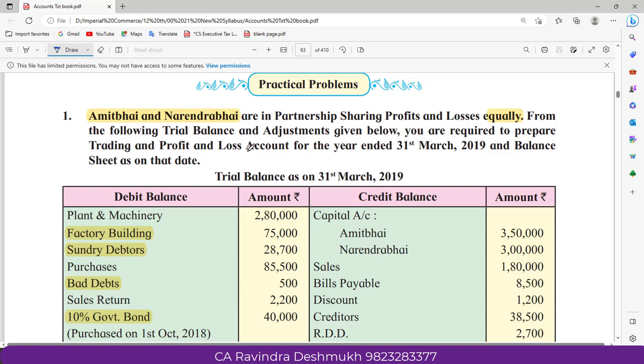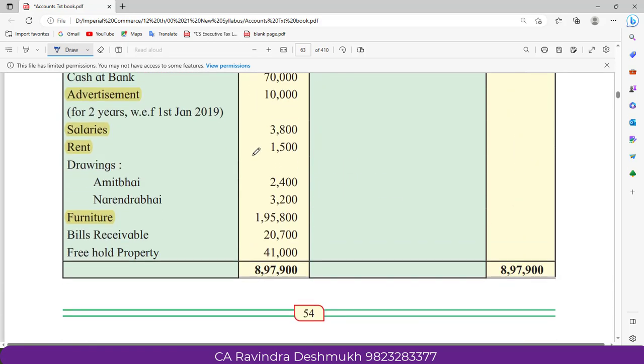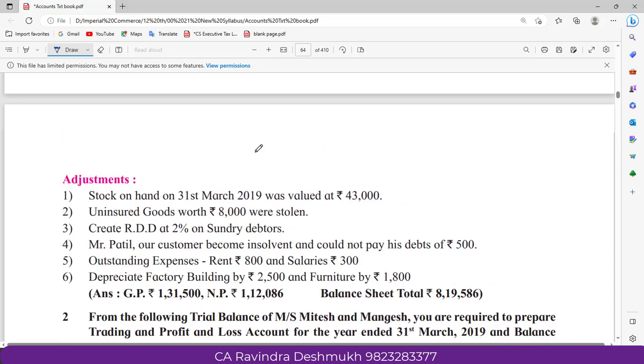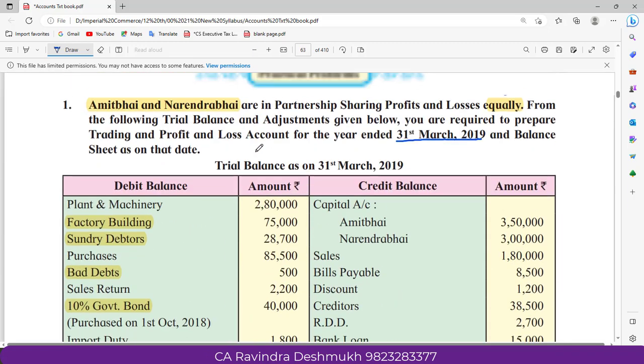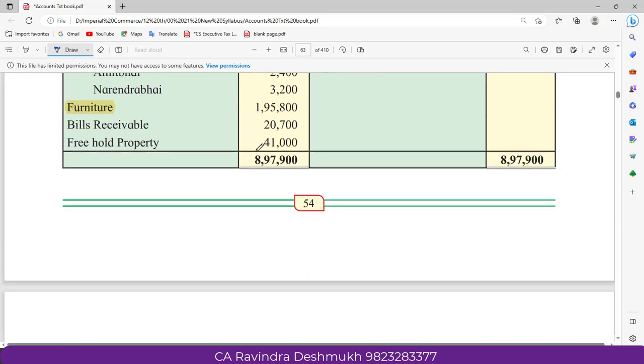Amit Bhai and Narendra Bhai are in partnership sharing profits and losses equally, so 1:1 is the ratio. You are required to prepare profit and loss and balance sheet as on 31st March 2019. For the sake of convenience, I have already marked items on which adjustments are there.